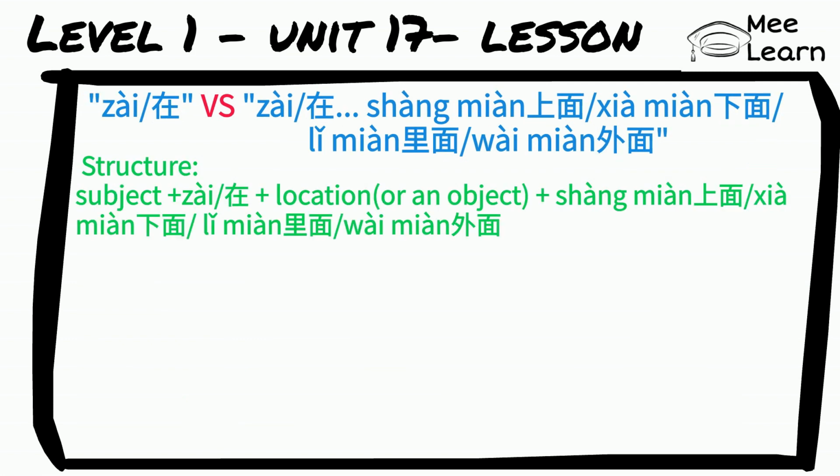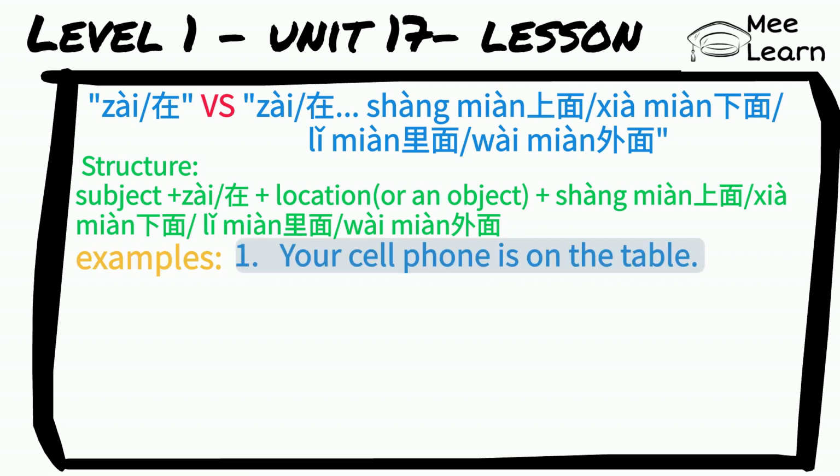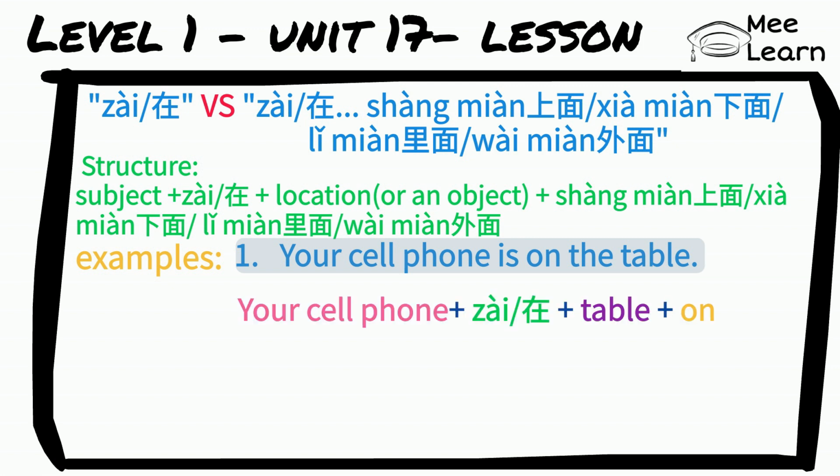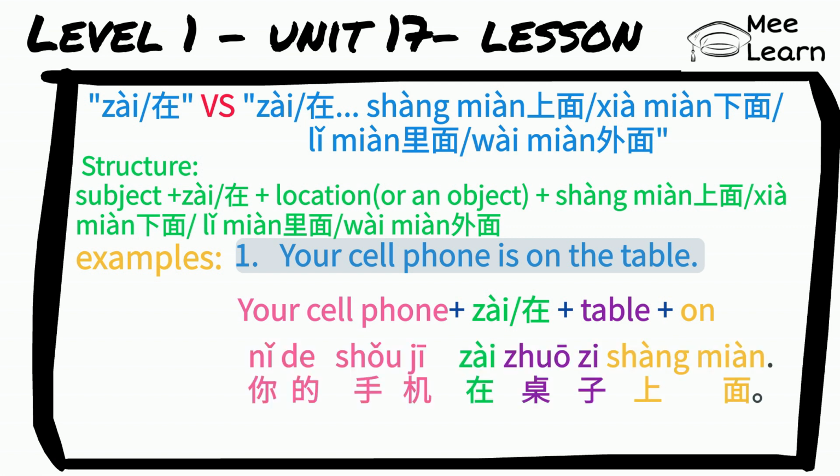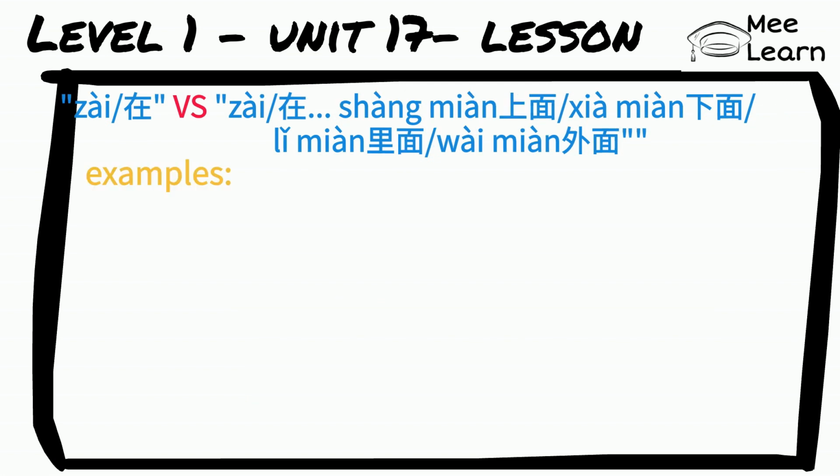Let's look at the sentence structure. Subject plus 在 plus location or an object plus 上面 or 下面 or 里面 or 外面. For example, to say your cell phone is on the table, the structure is like this. Your cell phone plus 在 plus table plus on. So that is 你的手机在桌子上面。 More examples.